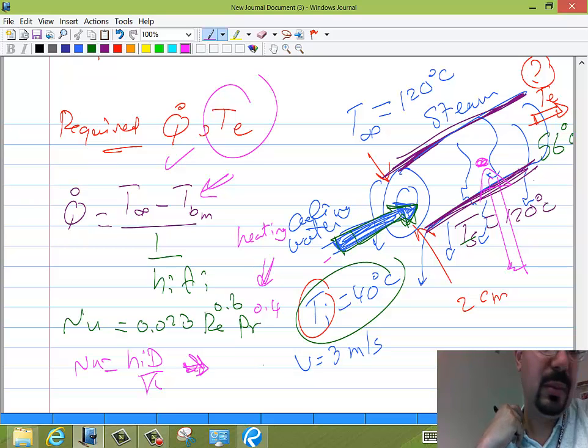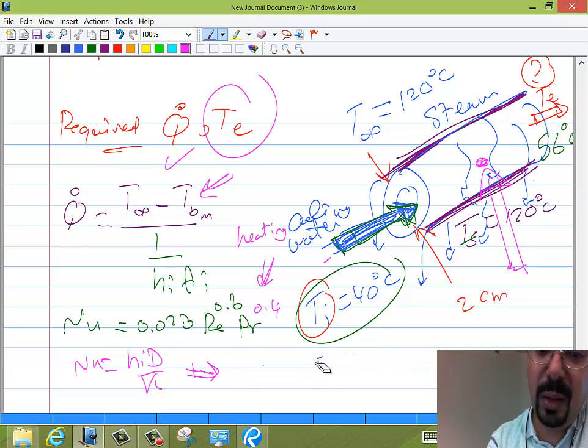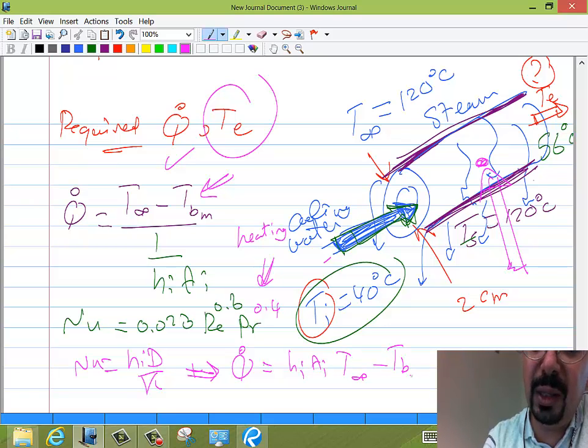Same way we did earlier. What do you mean? Solve for Q. We solved for Q. We had the Q already. How did I get the Q? I get the Q because once I know HI, I'm going to say that Q dot is HI, area I, T infinity minus T bulk mean that I assumed. Right? So I get my Q.